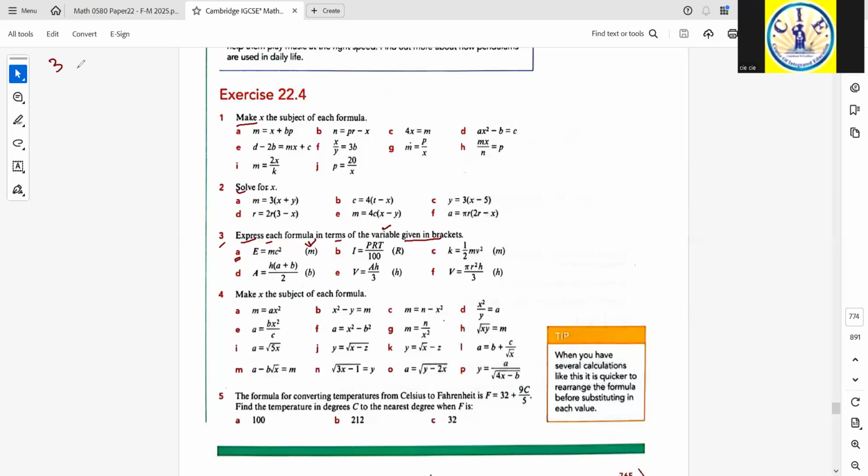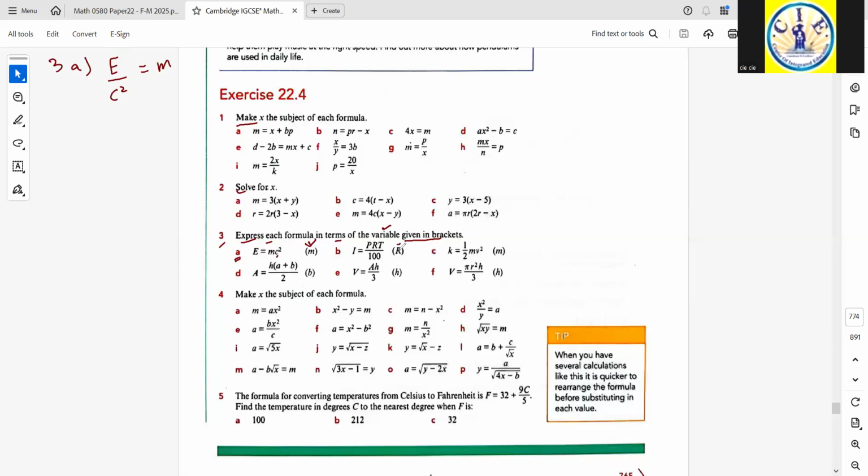So in question 3 part A, e divided by c square is equal to m. I've shifted this c square, which is being multiplied with m, to the other side of the equality. So m has been made the subject.